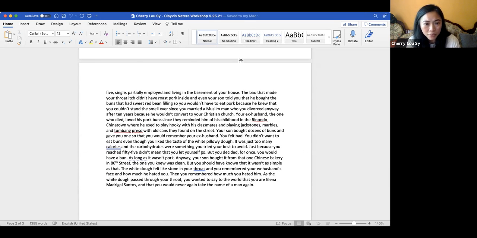The bow that made your throat itch didn't have roast pork inside, even though your son told you that he bought the buns that had sweet red bean filling so you wouldn't have to eat pork because he knew that you couldn't stand the smell ever since you married a Muslim man who you divorced anyway after 10 years because he wouldn't convert to your Christian church. Your ex-husband, the one who died, loved his pork buns since they reminded him of his childhood in the Binondo Chinatown, where he used to play hooky with his classmates and playing jackstones, marbles, and tumbang preso with old cans they found on the street.